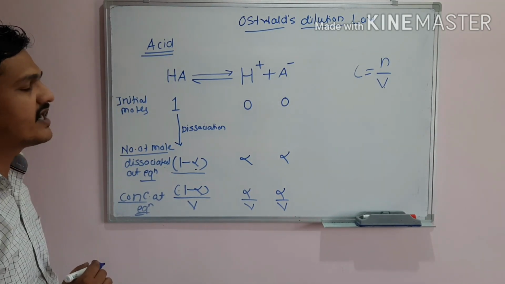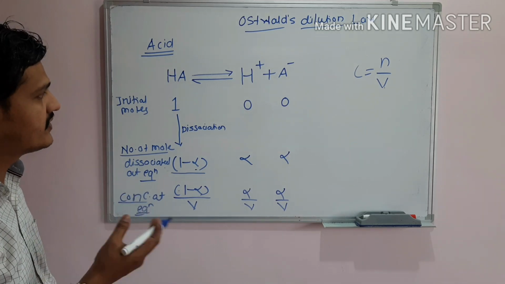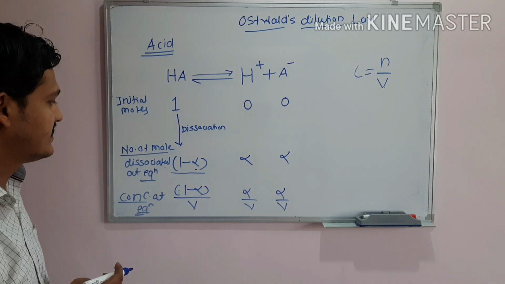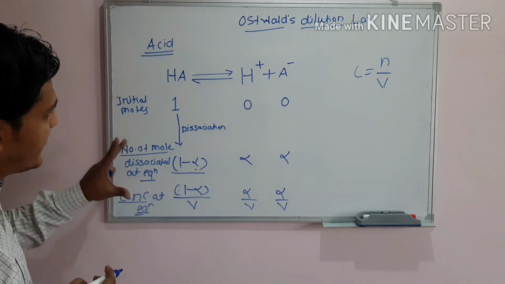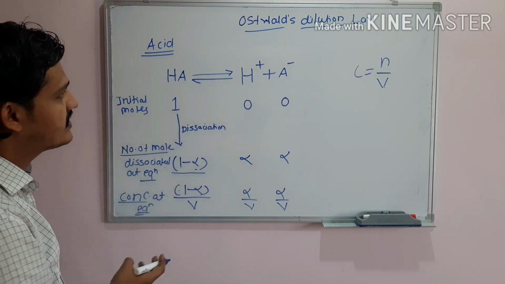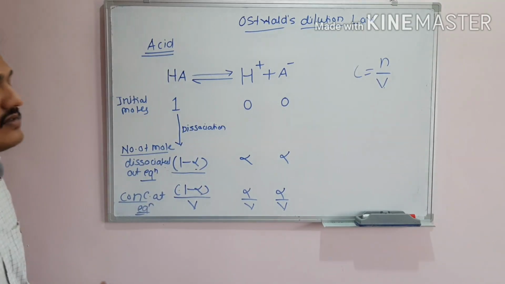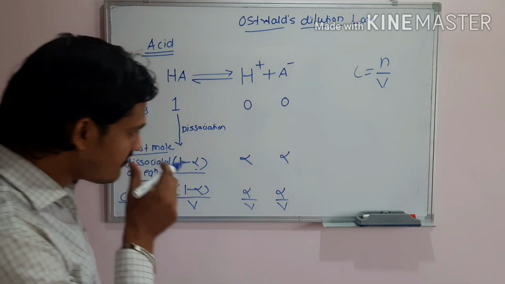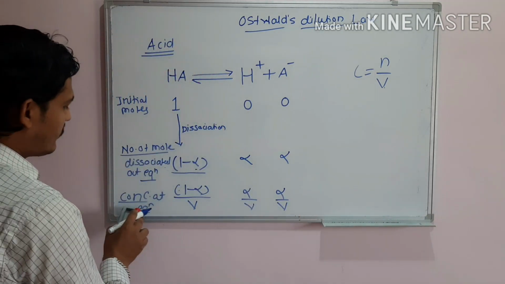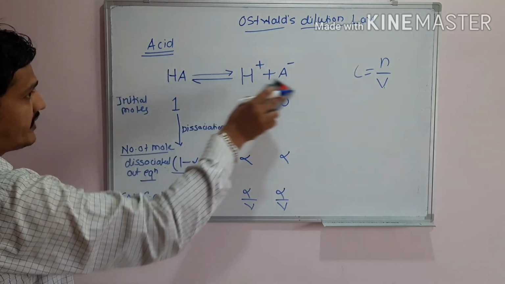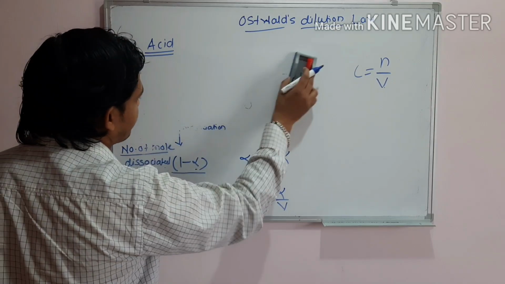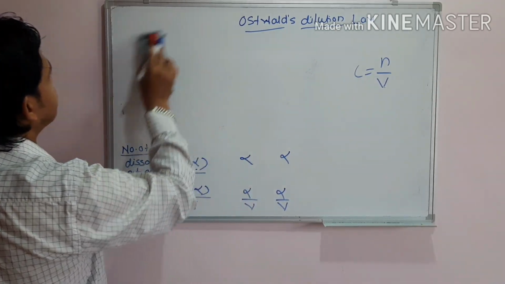This is the basic data to derive the Ostwald dilution law for weak acids and weak bases. So you have to take a screenshot of this basic data. With this given data, I am deriving the expression regarding acid. Okay. So now this is our basic data, concentration at equilibrium. Point to be remembered that this is the general formula for concentration. Okay.